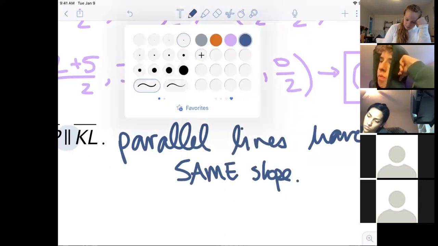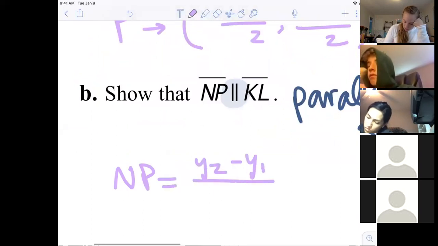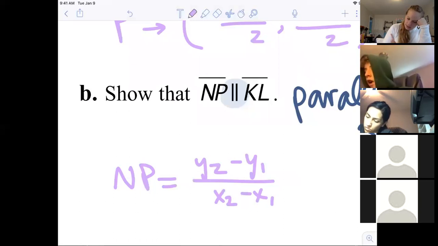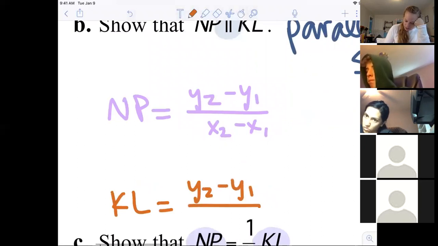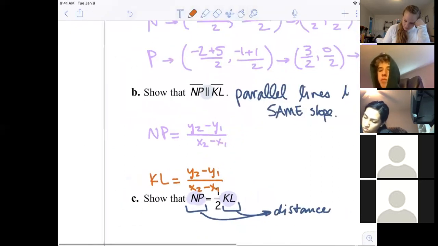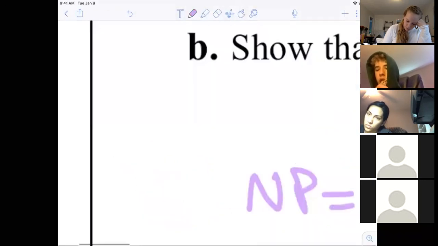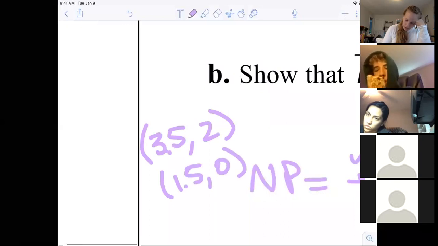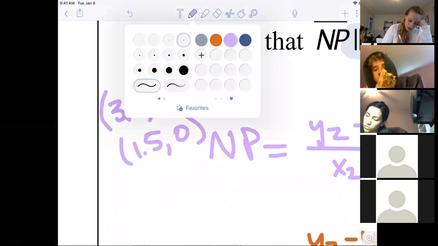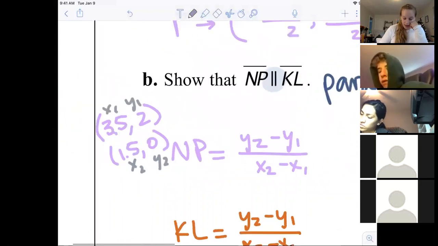So I'm gonna do my slope for NP. I'm doing my Y2 minus Y1 over X2 minus X1, and that's the same as my slope for KL, which I'm also using the same formula for. I am gonna rewrite my points down here so I don't have to keep zooming in and out. So I've got 3.5, 2 and 1.5, 0. Feel free to label them your X1, Y1, and X2, Y2. And then again, I'm just gonna plug them in.